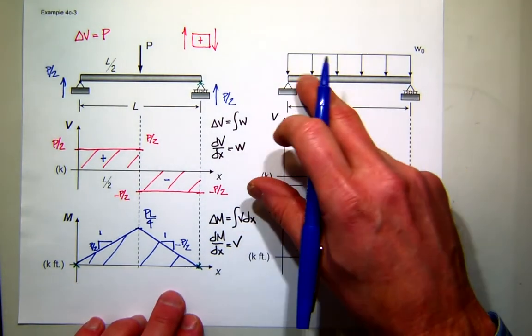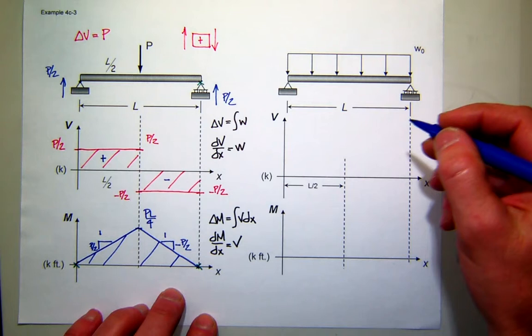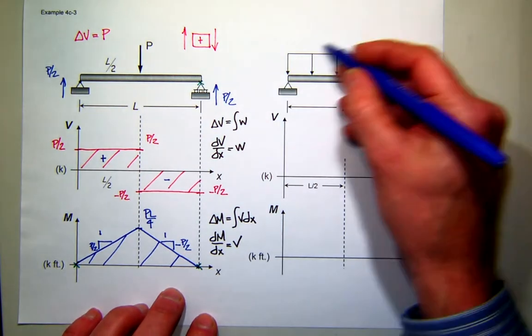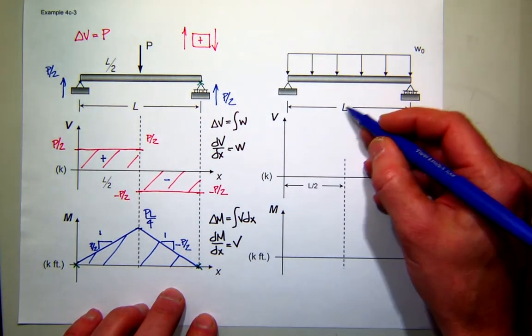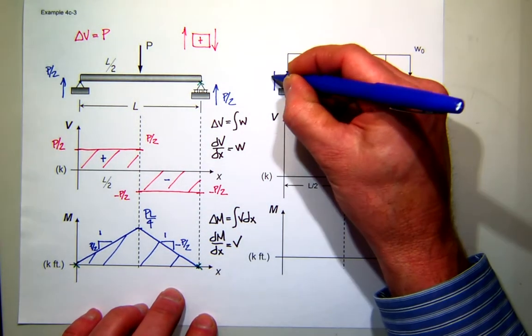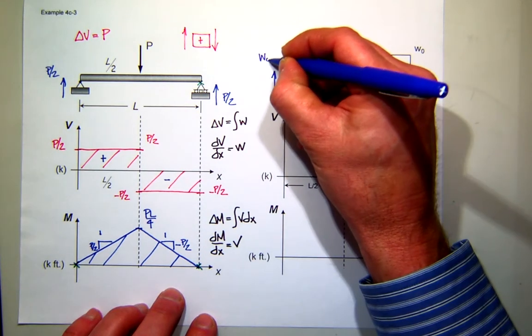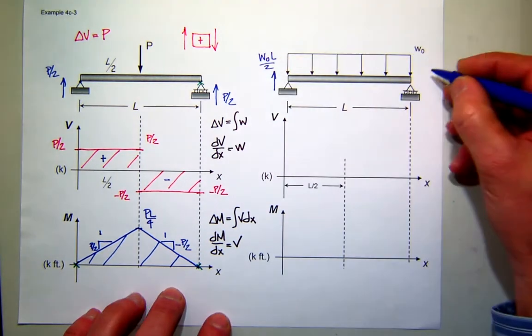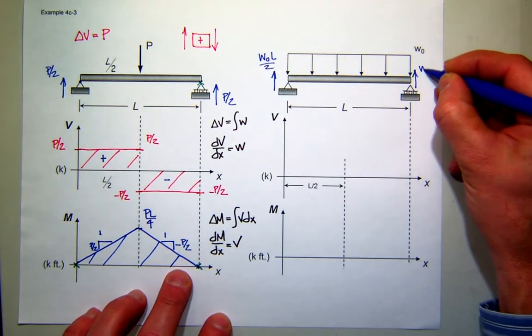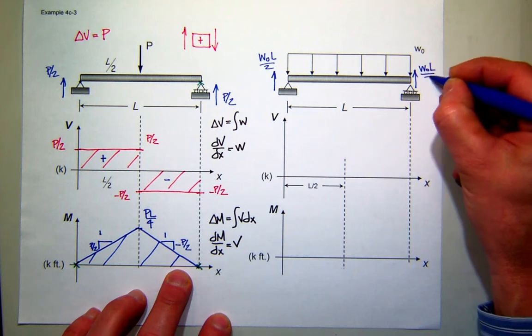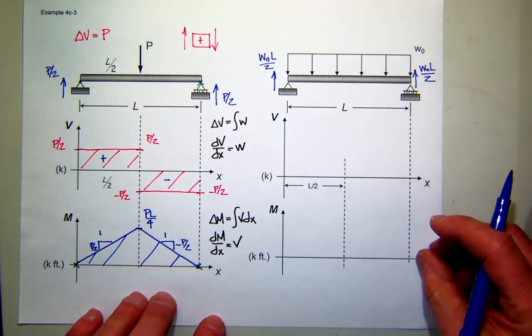All right, let's do this one. Uniform distributed. Take the total load of the structure, W naught L, and it should be divided equally. So I should get W naught L over 2 on this side, and W naught L over 2 on that side. Again, you can check that.